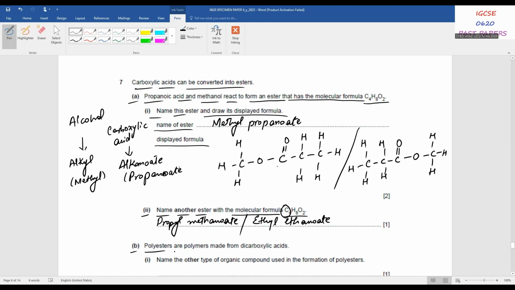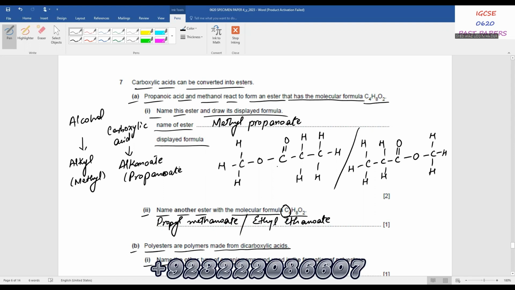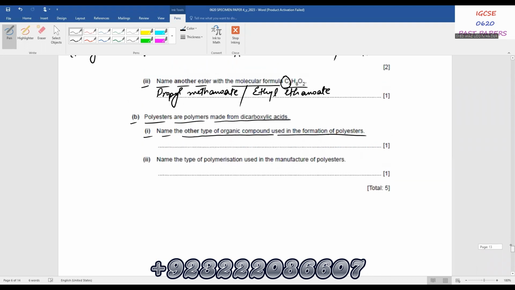Number B, polyesters are polymers made from dicarboxylic acids. Name the other type of organic compound used in the formation of polyesters. Diol. Number 2, name the type of polymerization used in the manufacturing of polyesters. Simply condensation.